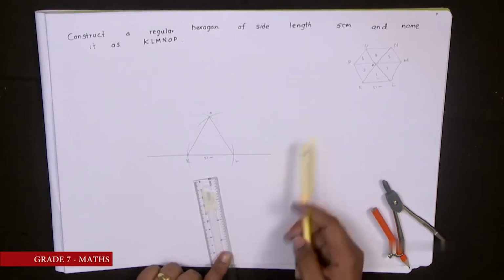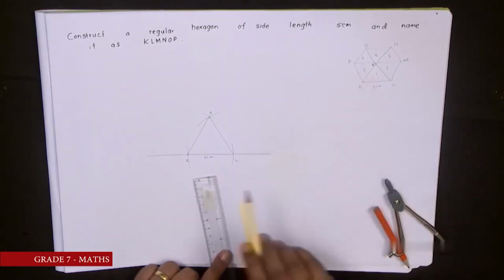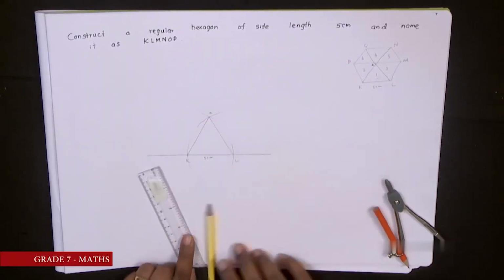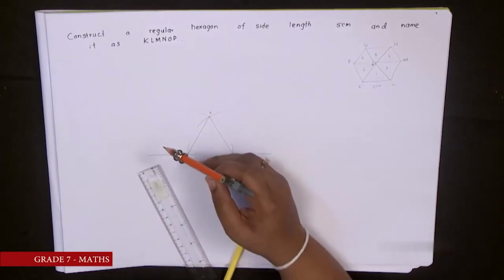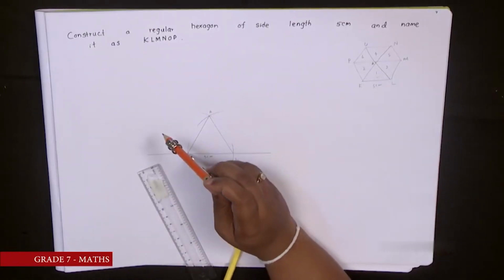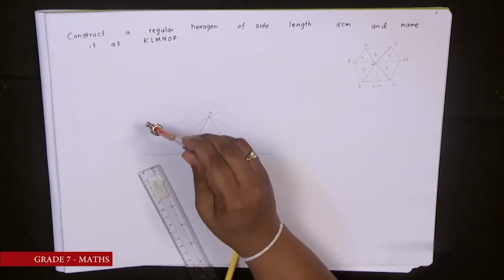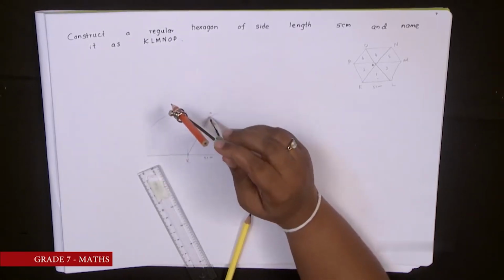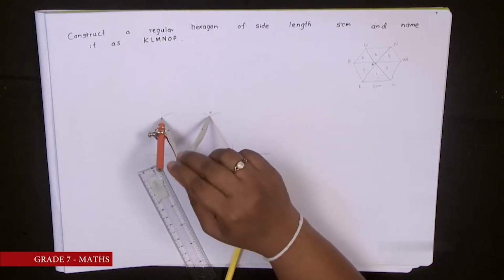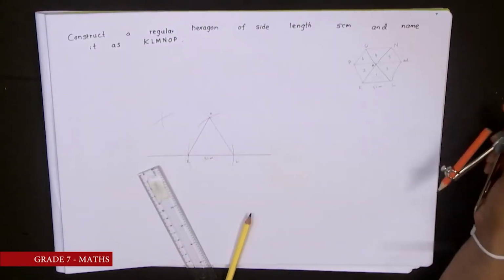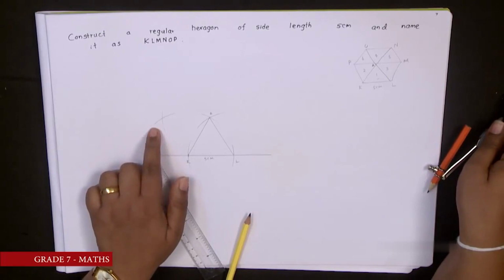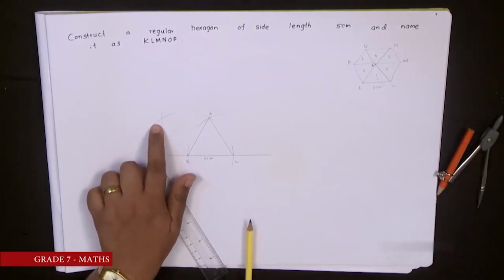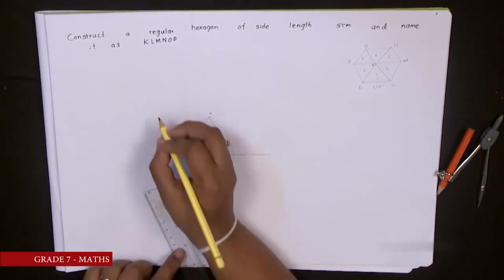So then I am going to construct the second triangle. Therefore, I need to construct the point P. So without changing the gap, I am going to place my pair of compasses on K, draw an arc, place my pair of compasses on A, draw an arc to intercept the previous arc. Right. Once again, by intercepting two arcs, I have constructed a new point, that is point P.